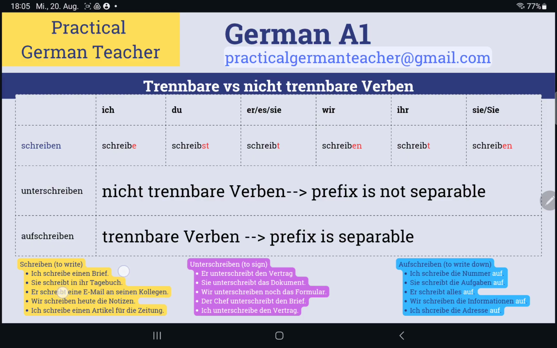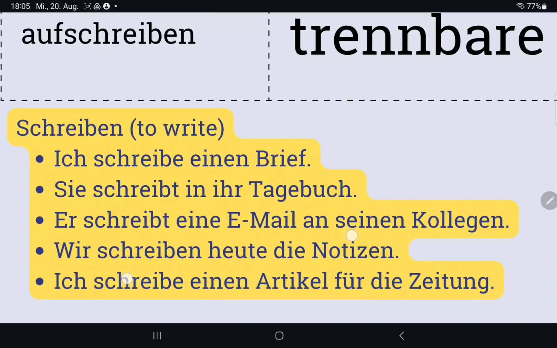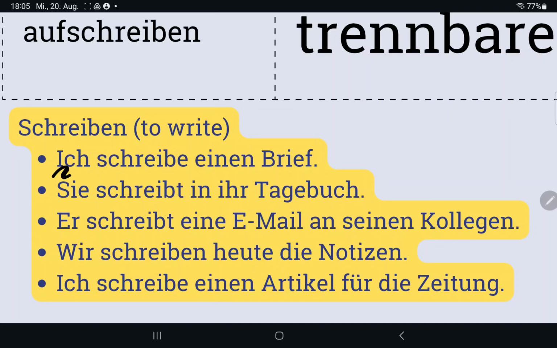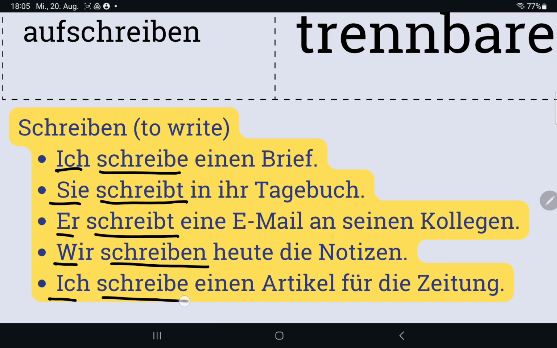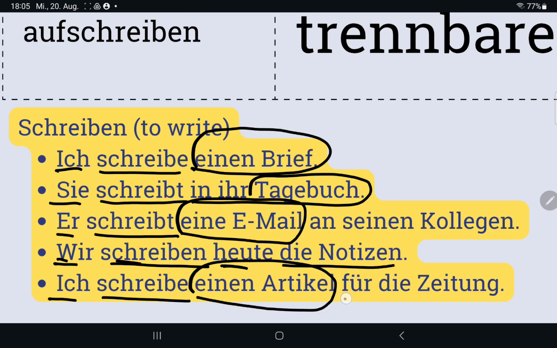We will now go through some examples with each of these verbs. So here the examples are with the verb schreiben. Ich schreibe, sie schreibt, er schreibt, wir schreiben, ich schreibe. Then you can have objects, right? Ich schreibe einen Brief, I write a letter. Sie schreibt in ihr Tagebuch, in her daily journal. Er schreibt eine E-Mail, he writes an email. Wir schreiben heute die Notizen, today, the notes. Ich schreibe einen Artikel für die Zeitung, an article for the newspaper.